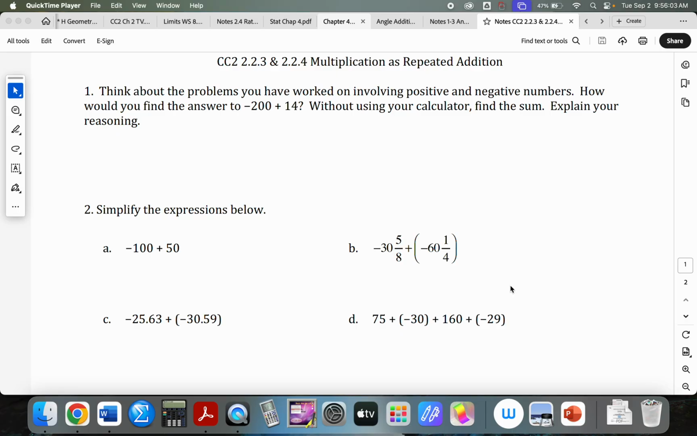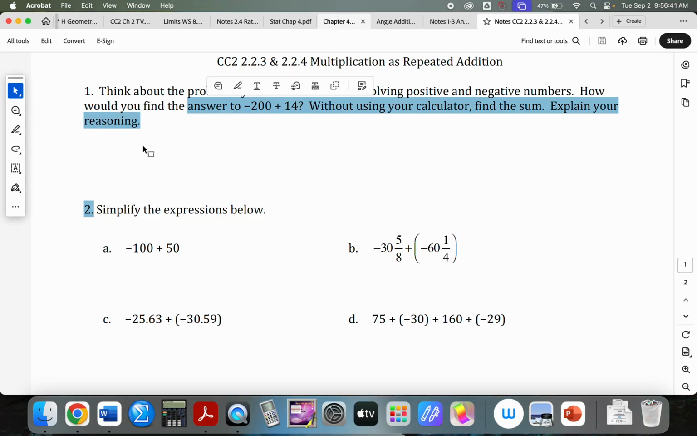Yes, ma'am. Since it's negative 200, instead of adding it, it would go up, negative 214, it would go 186. Okay, so tell me, how did you get 186? Because it's below zero, so you're trying to add it back up. All right, but specifically, what did you do to find 186? Subtract.